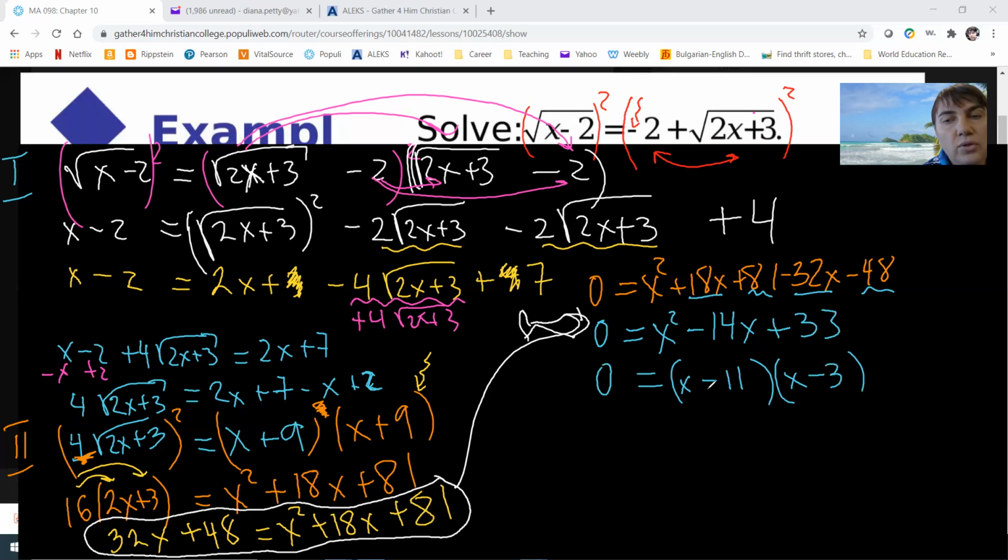Okay, now we need to solve it. So set each one to be 0, so we have x equals 11 or x equals 3. But we're not done, because now we need to do what? Check. Let's do pink. So now check.